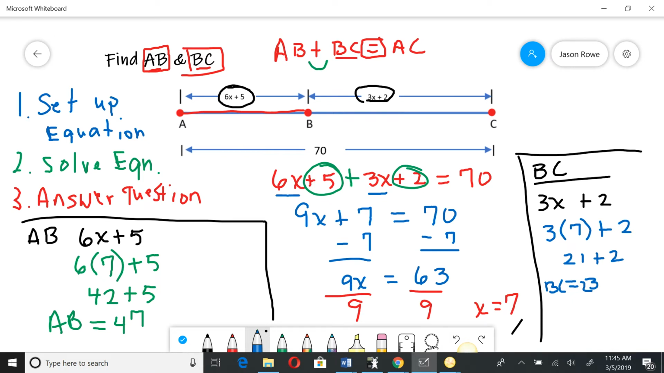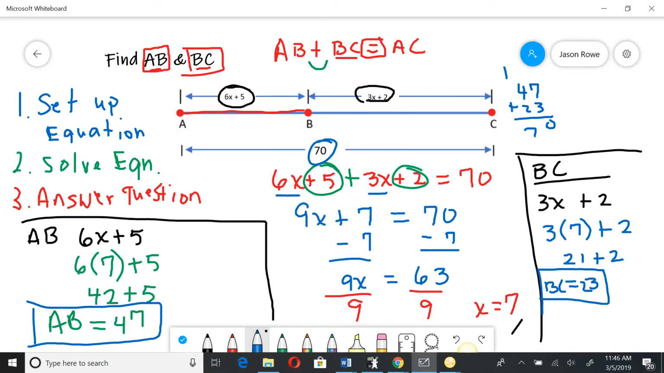Now we can check our answer here, because 47 plus 23 has to equal what? Has to equal 70. So if we add that together, we see that we do indeed get 70. So here are our answers to this problem. And that's the process. Set up the equation using the segment addition postulate, solve the equation, and then answer the question. You're going to be asked to find the lengths of one or more segments.